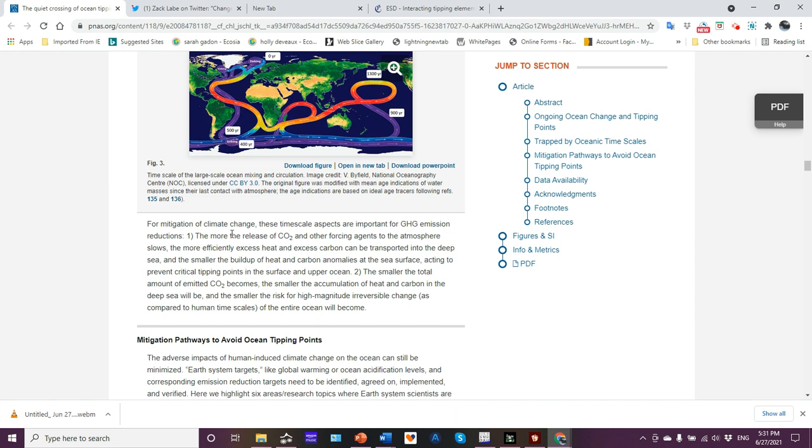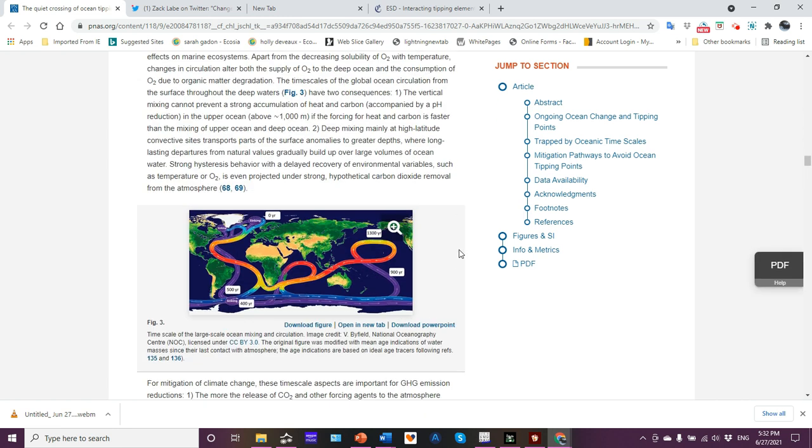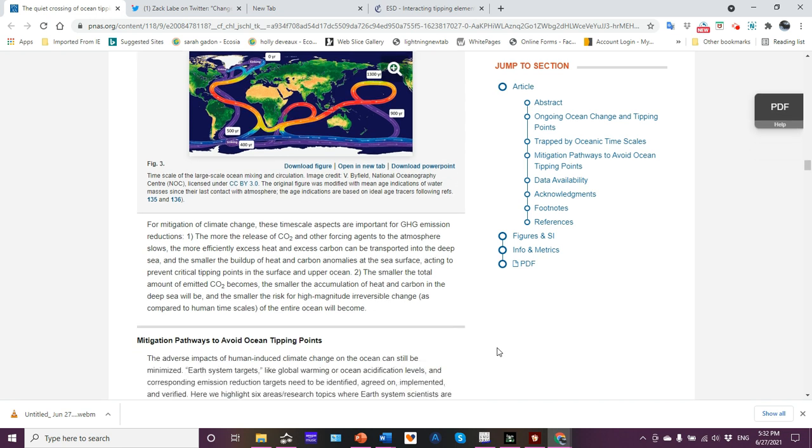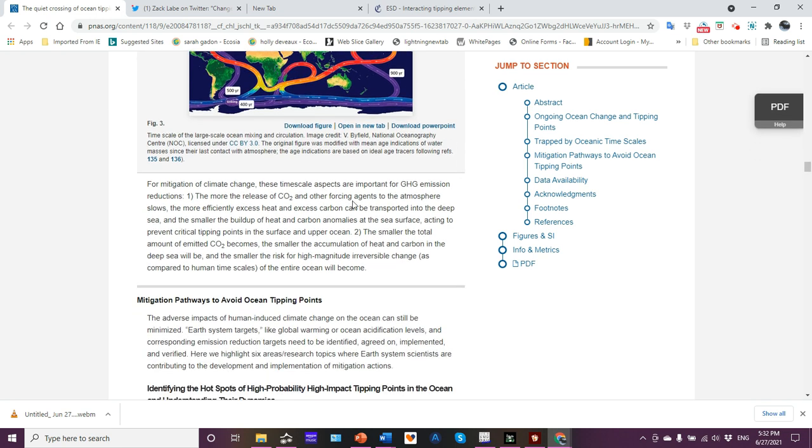So what do they say here? For mitigation of climate change, the timescale aspects are important for greenhouse gas emission reduction. The more the release of CO2 and other forcing agents to the atmosphere slows, the more efficiently excess heat, excess carbon can be transported into the deep sea, right? That's basically what statement one here says, that if the input is much higher, it can't keep up, you can't do the sequestration. If you mitigate the input of CO2 and other forcing agents, then you can increase the sequestration rates.